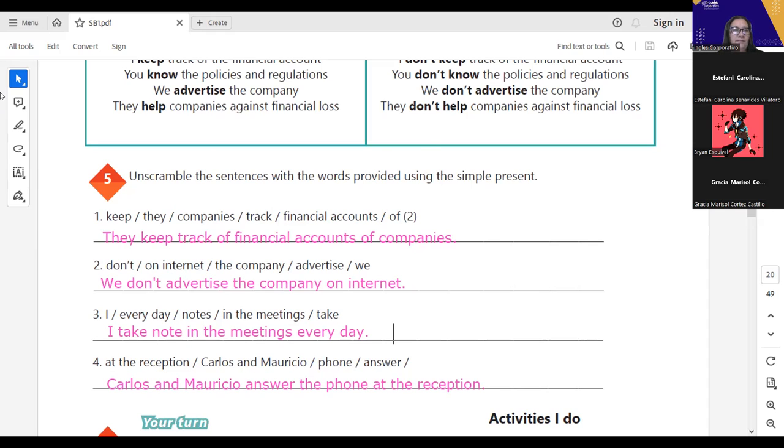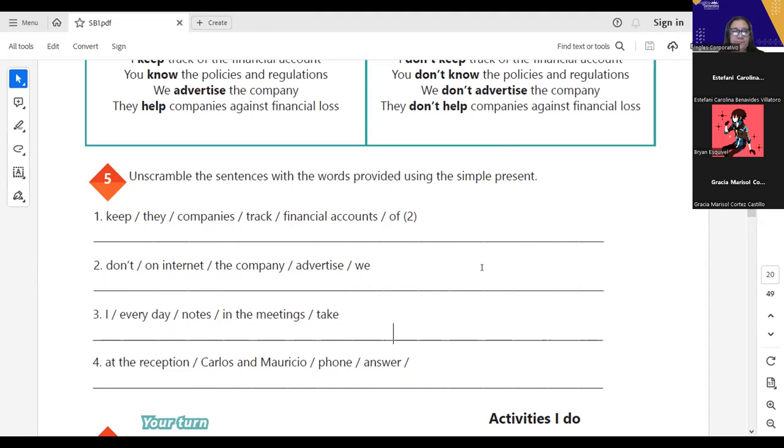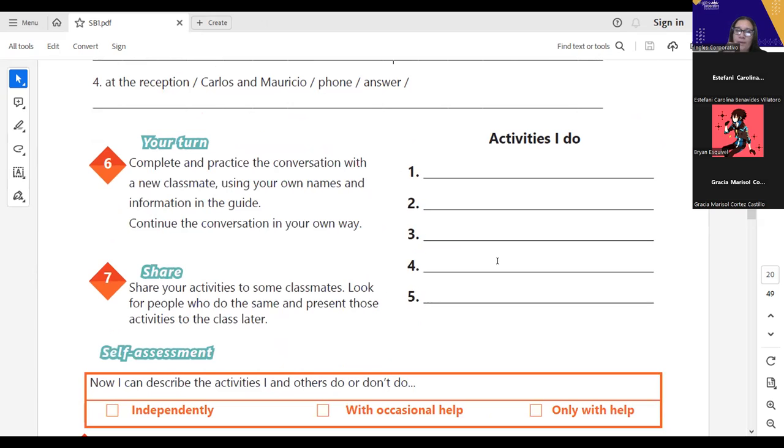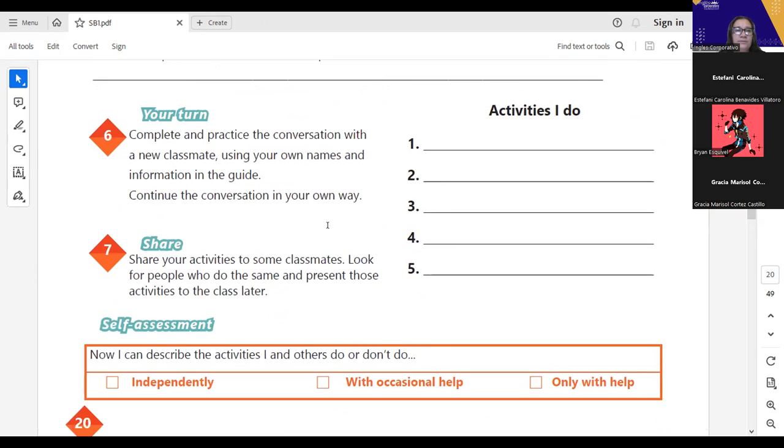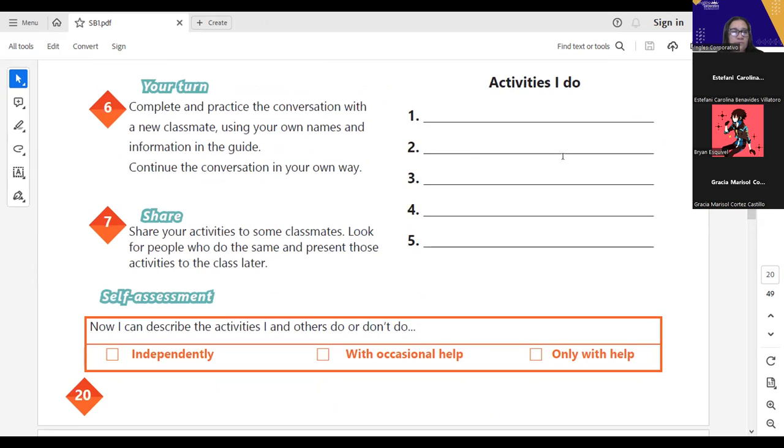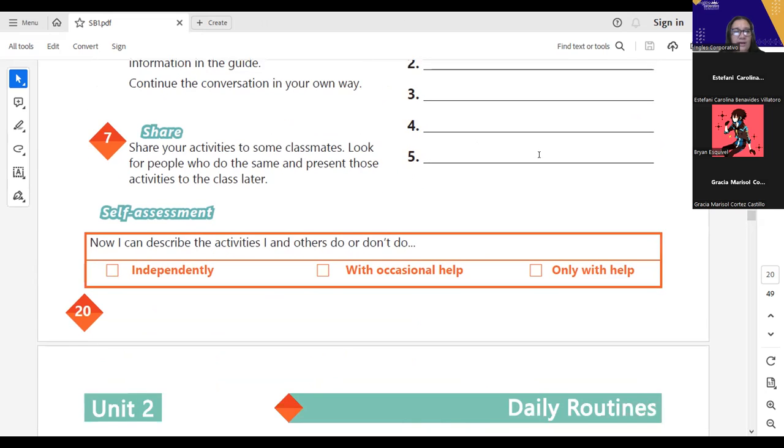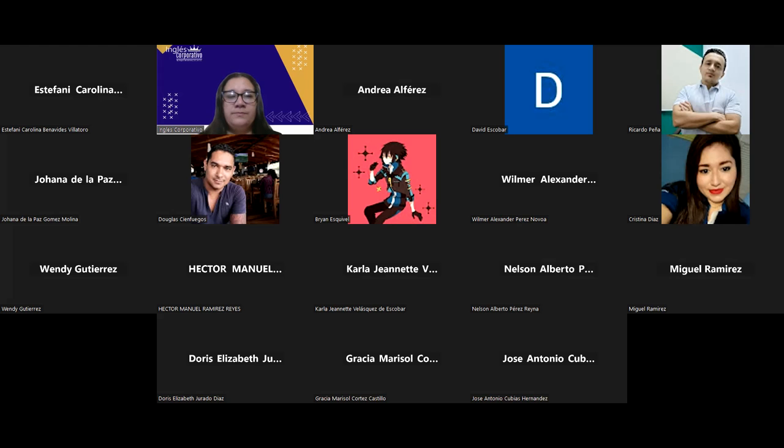Questions? Do you have any question? Or it's okay? All right. Aquí es un espacio para ustedes, like activities I do. Complete and practice a conversation with a new classmate using your own names and information to continue the conversation on your own. So activities that you do at your work position, at the company, different tasks, different responsibilities that you have, okay? So let me just continue with this.